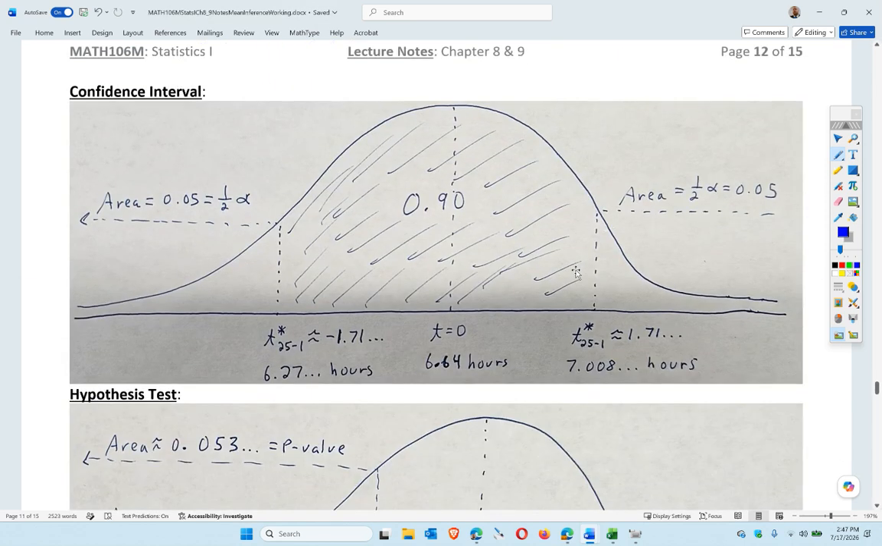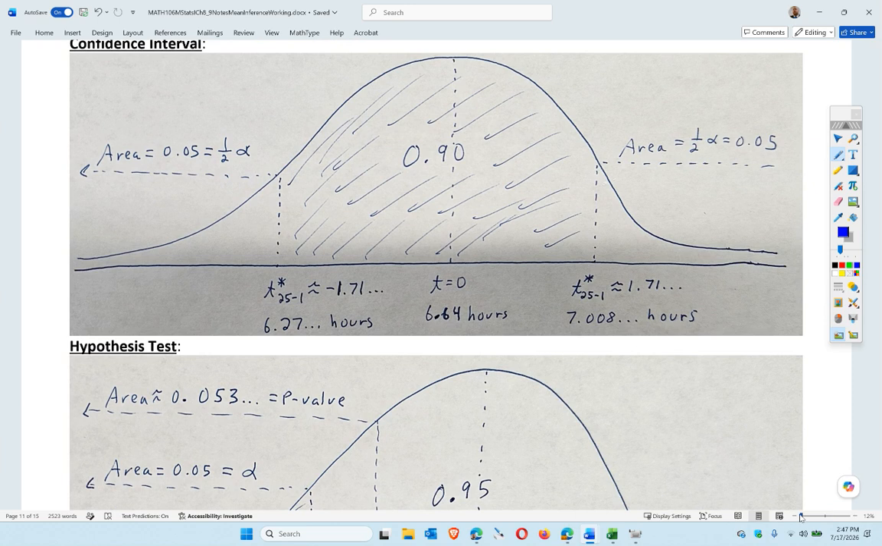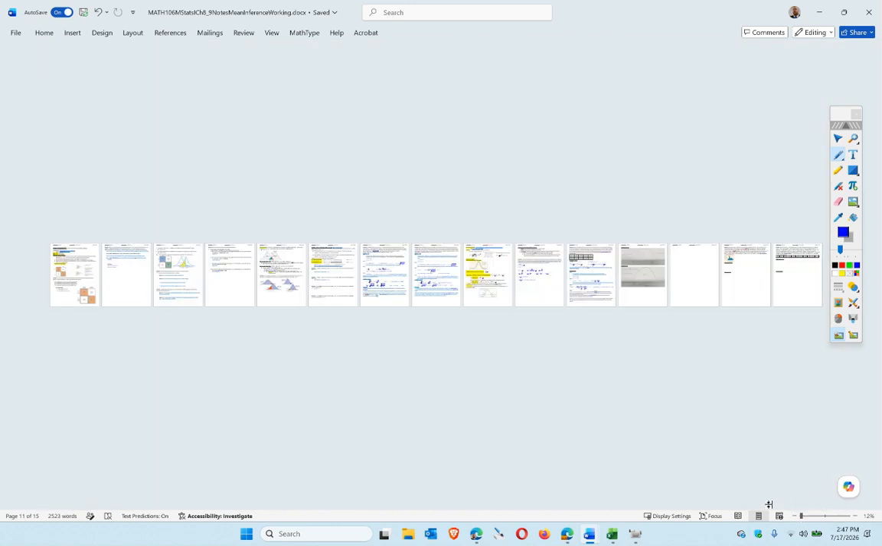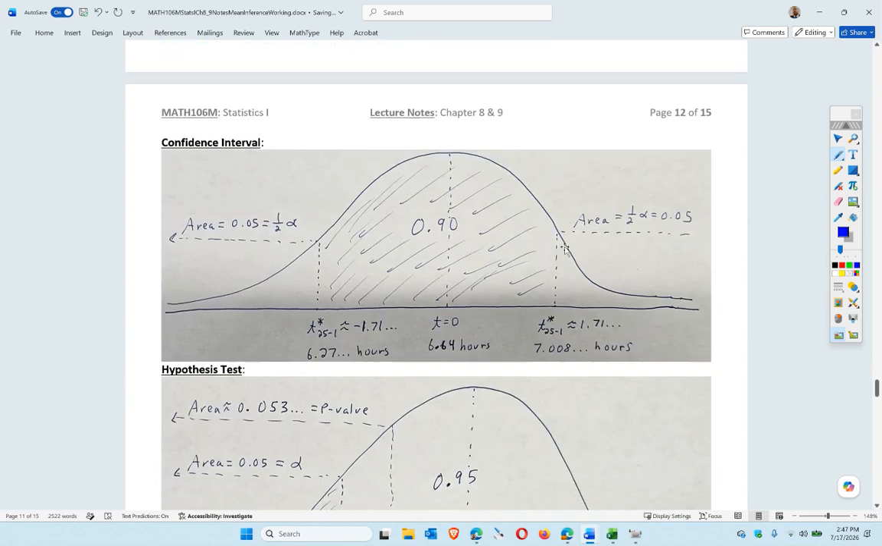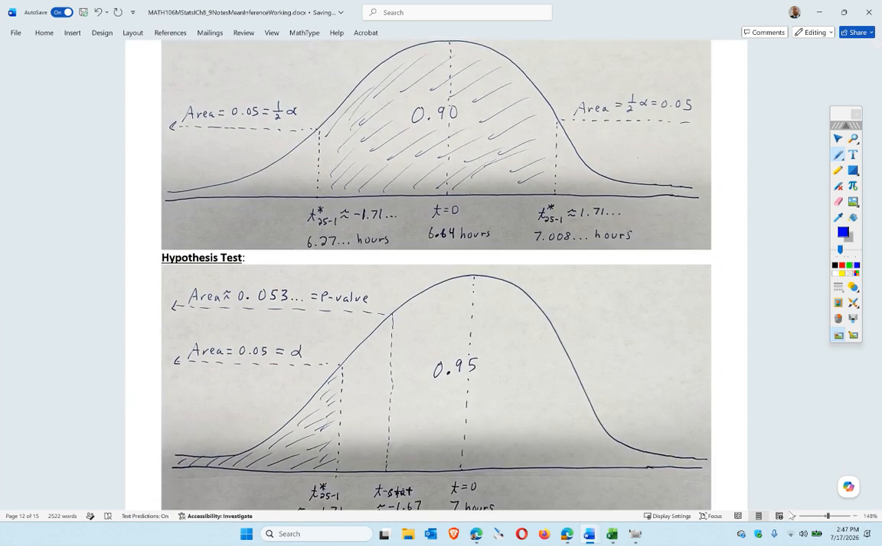So looking at the pictures that I've drawn here, let me just make this bigger. Shoot. That is not what I want to do. It's close to alpha, and 7 hours is just inside the interval. Okay, let's try not to screw this up anymore.